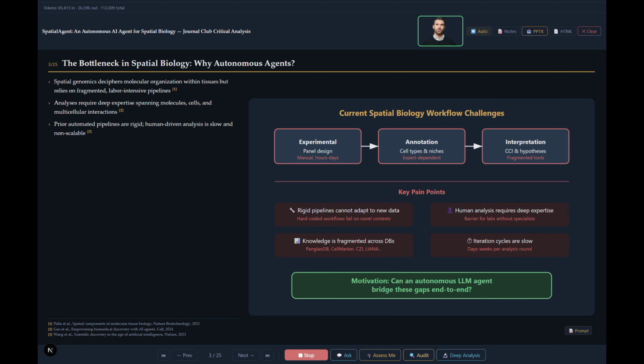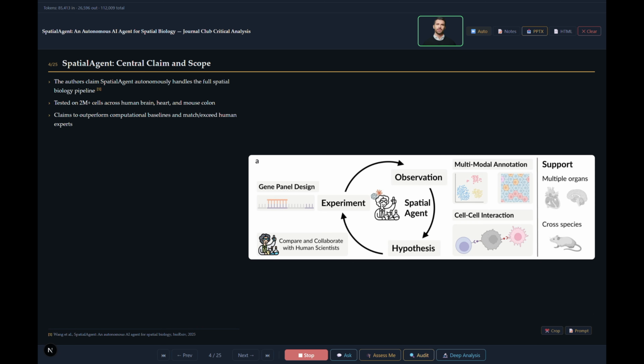Let's start with why this paper exists. Spatial genomics is a rapidly growing field that generates complex, high-dimensional data, but the computational workflows are highly fragmented. Researchers need to chain together multiple tools, reference databases, and custom code, all requiring deep expertise. The authors argue that LLM-driven autonomous agents can address this by dynamically adapting to new datasets and tasks, unlike rigid automated pipelines. Here is a question for the group. How many of you have experienced these pain points firsthand?